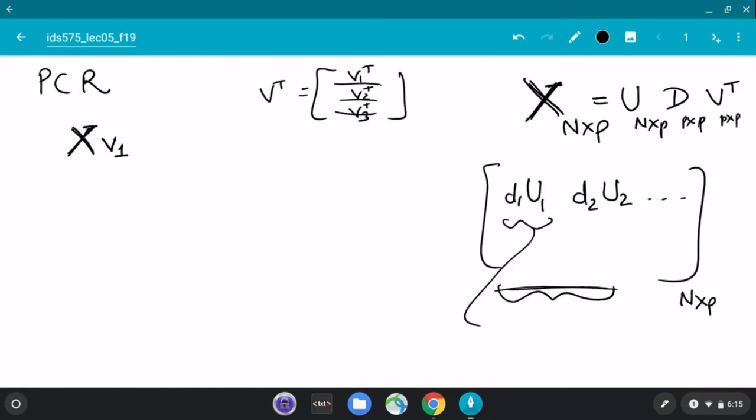So that v1 is called the principal component direction. V1 is called the first principal component direction. Vp is called the pth principal component direction. These are just directions, p-dimensional vectors. And x times v1 is actually equal to d1 times u1. This is a fact. I think we'll revisit this when we talk about principal component analysis, six lectures from now.